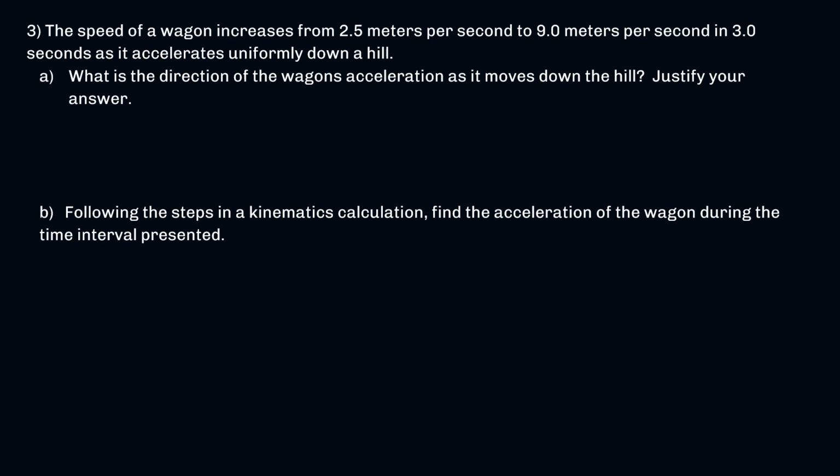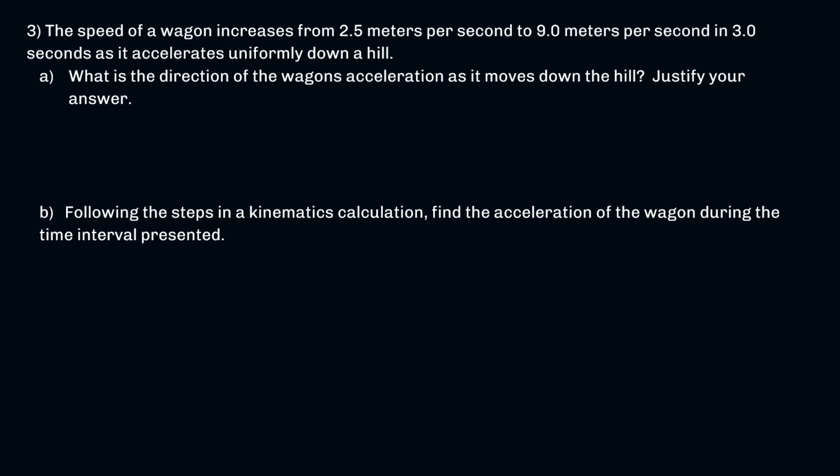All right, so our last example here, the speed of a wagon increases from 2.5 meters per second to 9 meters per second in 3 seconds as it accelerates uniformly down a hill. Our first part here again is a little bit different from the previous two. What is the direction of the wagon's acceleration as it moves down the hill, and justify your answer.